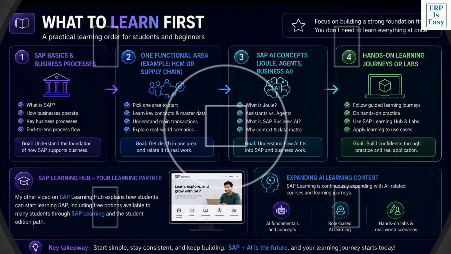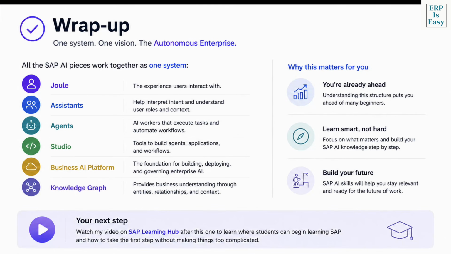So the next time you hear all these SAP AI names, don't think of them as random buzzwords. Think of them as parts of one system. Joule is the experience, assistants help understand intent, agents help do the actual work, Studio helps build solutions. The business AI platform provides the foundation, and the knowledge graph provides the business understanding. Once you understand that structure, you have already made more progress than many beginners. And more importantly, you will have a much clearer idea of where to focus your learning.